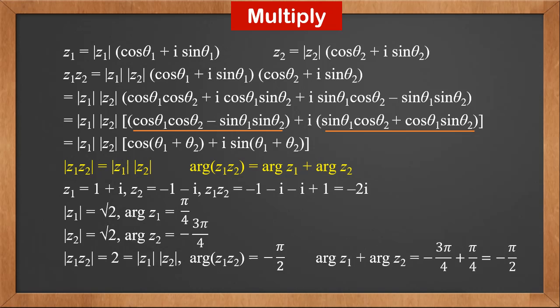The modulus of z1 times z2 is 2. It is equal to z1's modulus times z2's modulus. z1 times z2 is minus 2i, so it's on the negative imaginary axis. The argument is minus half pi. Arg z1 plus arg z2 is also minus half pi. Therefore, when you multiply two complex numbers, the modulus of the product is the product of the two moduli. The argument of the product is the sum of the two arguments.